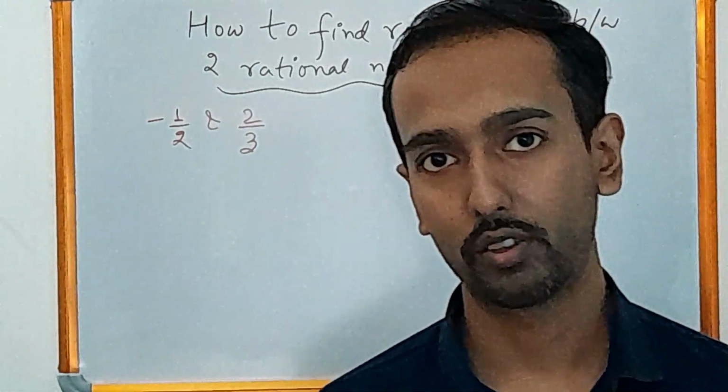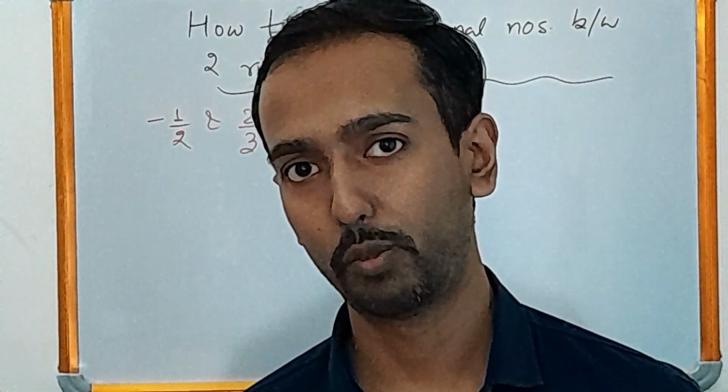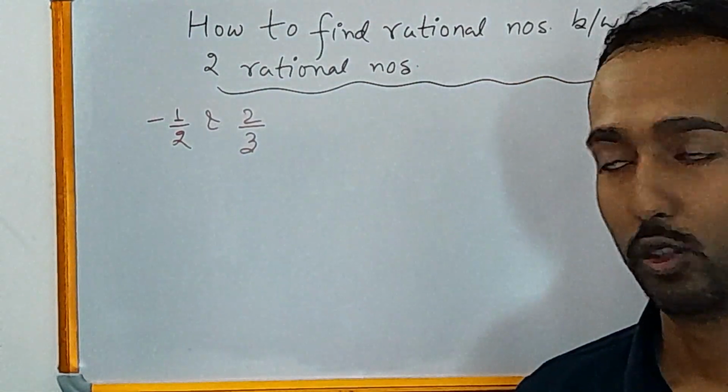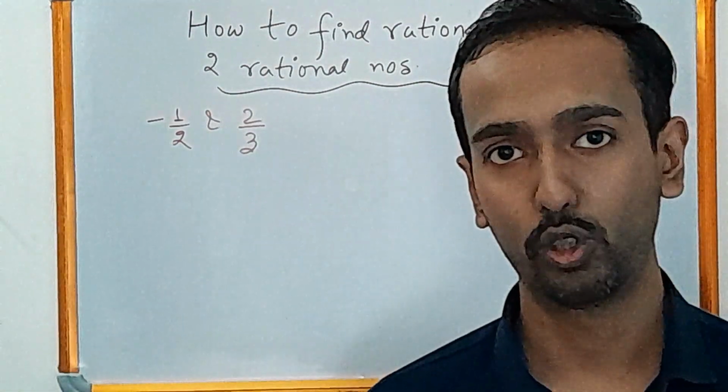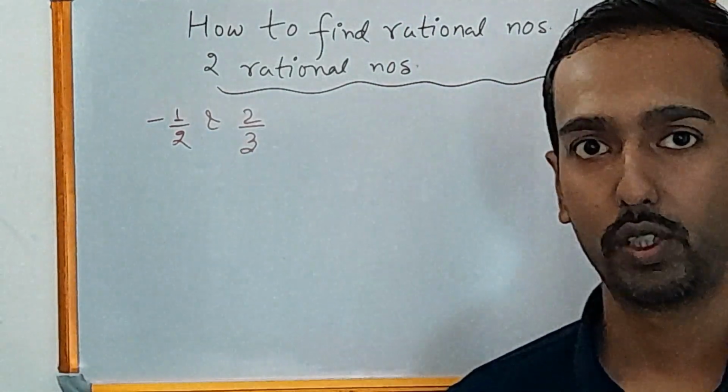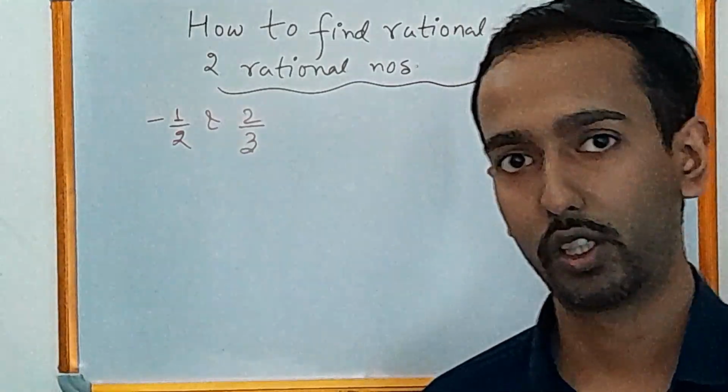So let's take two numbers and then find many rational numbers between them. So here we have taken -1 by 2 and 2 by 3. So we can see that the denominators of both the rational numbers are different. So in order to find the rational numbers between them, first we have to make the denominators equal. So let's do that.